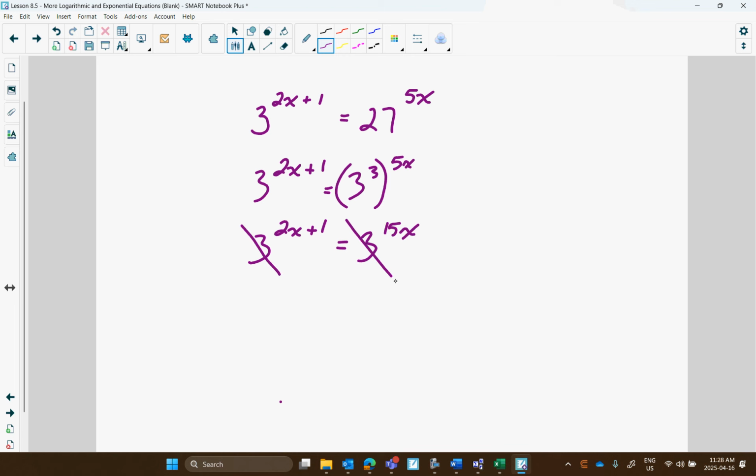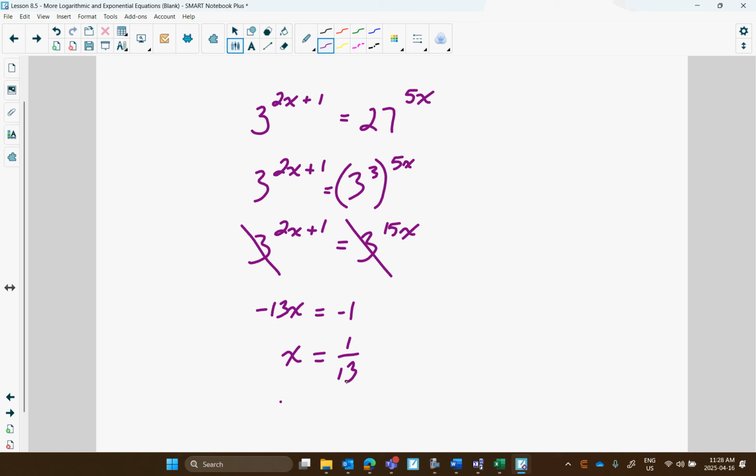Now that the bases are the same, we can solve what's left. So take 15x over here and it becomes negative 13x. Take 1 over here and it becomes negative 1. What's my final answer? Positive 1 over positive 13. That's from lesson 7.3, when we did exponential equations. You made the bases the same so you could cancel them out.